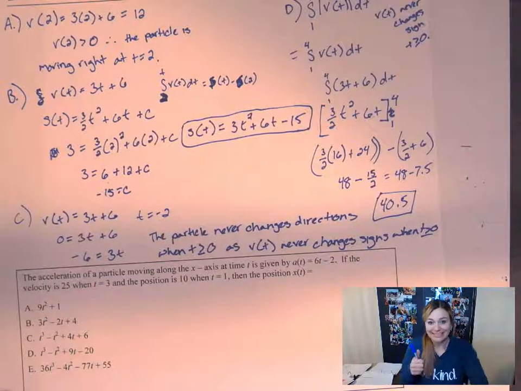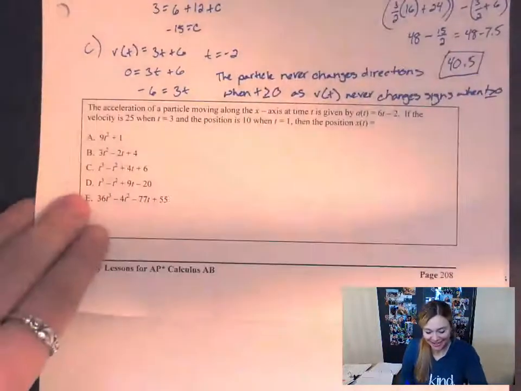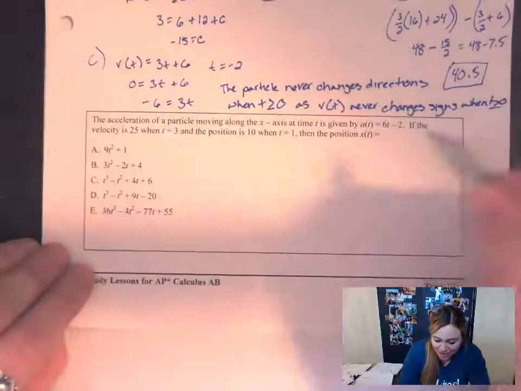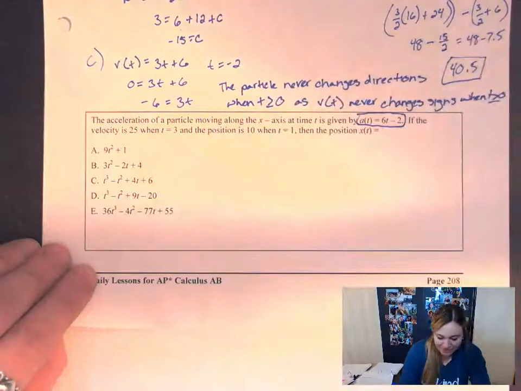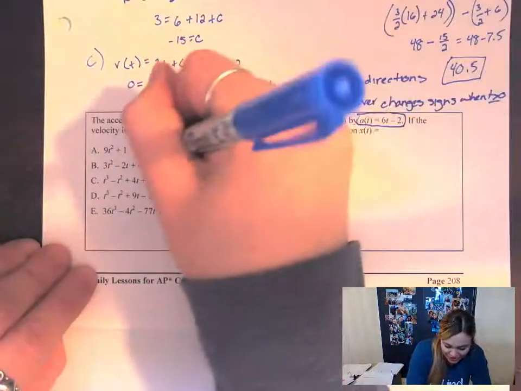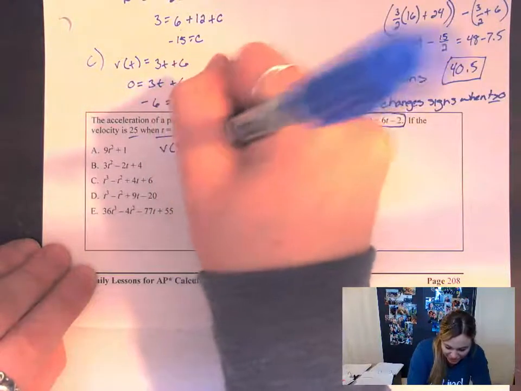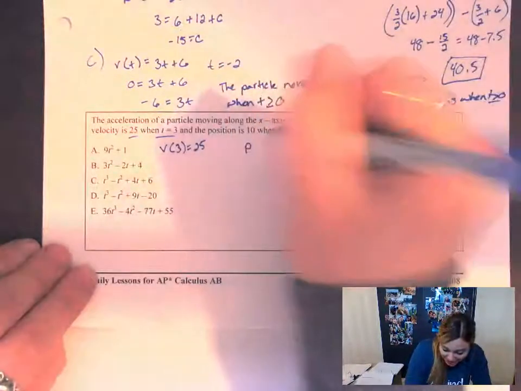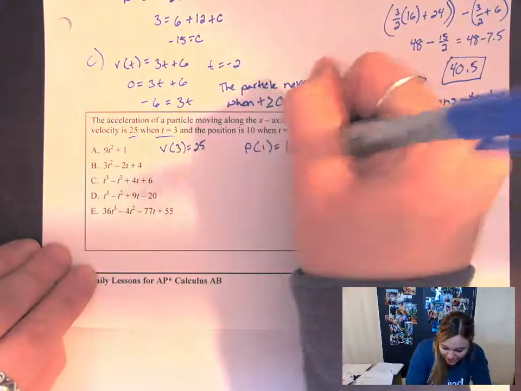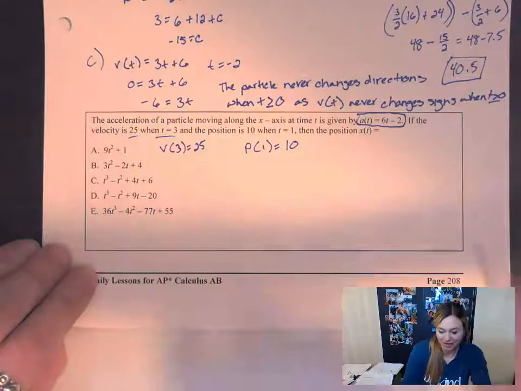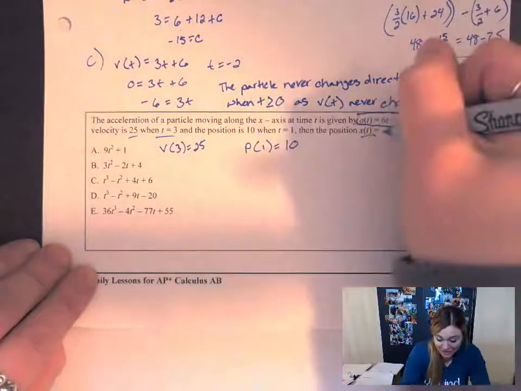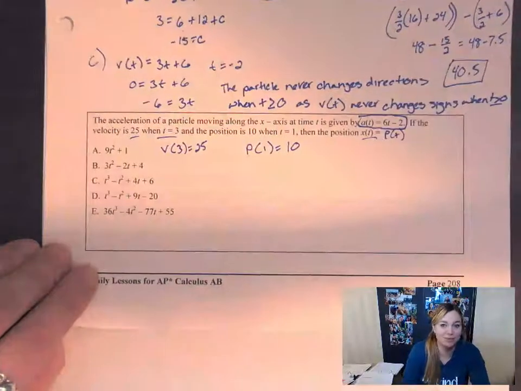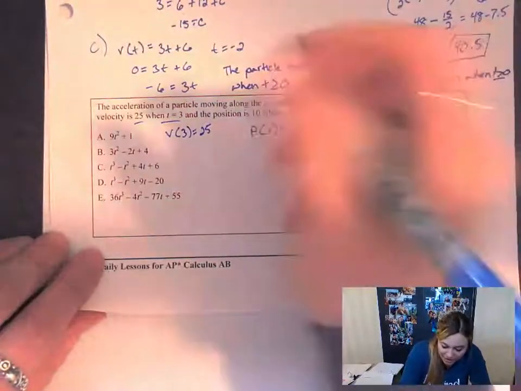Okay. Let's do another one. Okay, so we have a free response. Let's go into a multiple choice. Acceleration of the particle moving along the x-axis is given by this function, a of t. If the velocity is 25 when t equals 3, so I know v of 3 equals 25, and the position is 10 when t equals 1. Ooh, this looks fun. Then the position, x of t, doesn't really matter because these are all multiple choice, so I can call whatever I want. So I'm just going to say x of t is equal to p of t, so I can just stick with p's.